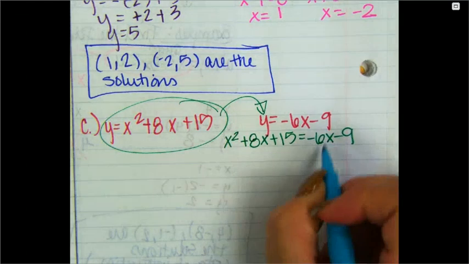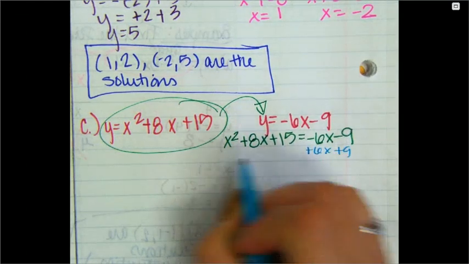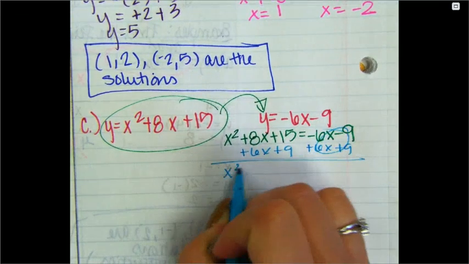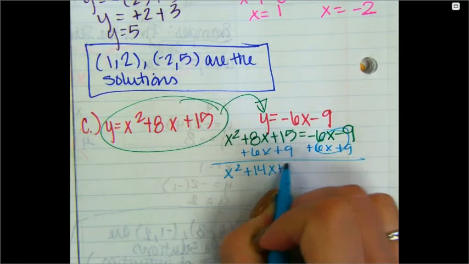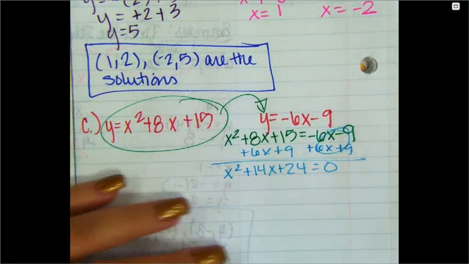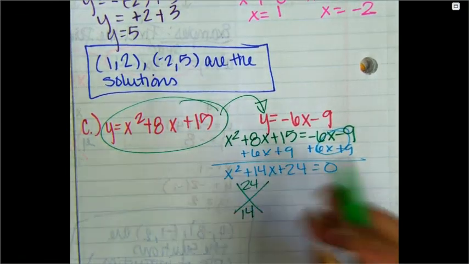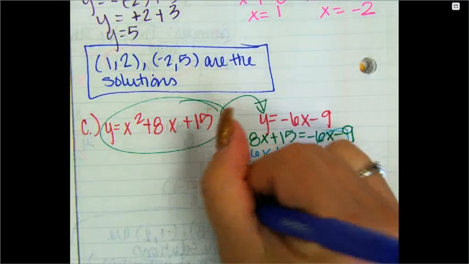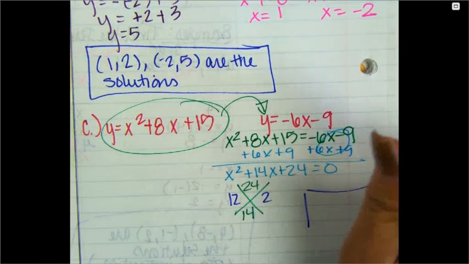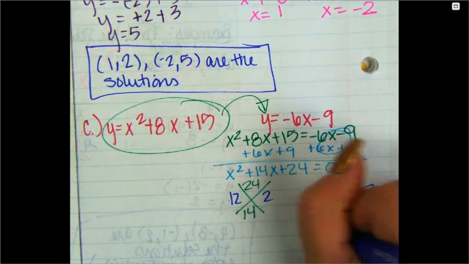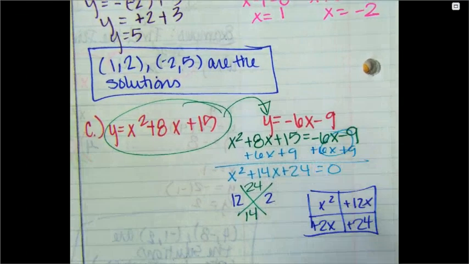We're going to add the 6x and we're going to add the 9. So add 6x, add the 9. We're going to get 0. We get x squared plus 14x plus 24 equals 0, correct? Yes. All right, on top of my x is a 24. On the bottom is a 14. On the sides are 12 and 2. Yes? Okay. X squared, positive 12x, positive 2x, positive 24.